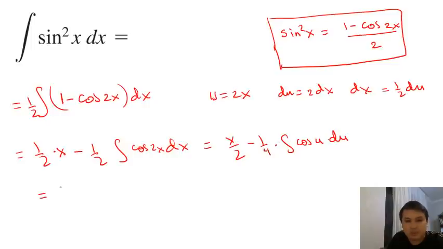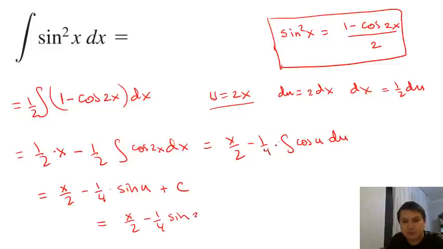Great. So what do we have? x minus 1 over 4 times... what is the antiderivative of cosine of u? We know that it's nothing but sine of u plus a constant, and then you remember that u is equal to 2x, so we get x over 2 minus 1 over 4 sine of 2x plus a constant. So that's the antiderivative of sine square. Well, how do we check it? Simply go ahead and take the derivative of the last expression, and see if you get sine square x.